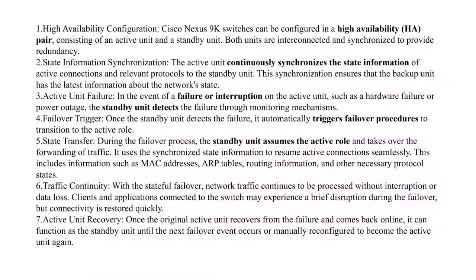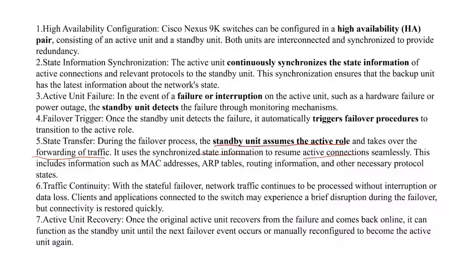So during the failover process, the standby unit assumes the active role and takes over the forwarding of traffic. So it makes use of that state information to resume all the active connections seamlessly. For most features in Nexus, we have this one called graceful restart. When that is enabled, automatically this happens. So the supervisor provides this biggest benefit, which is the stateful failover from one SUP to the other SUP. That is a very important purpose of the supervisor.